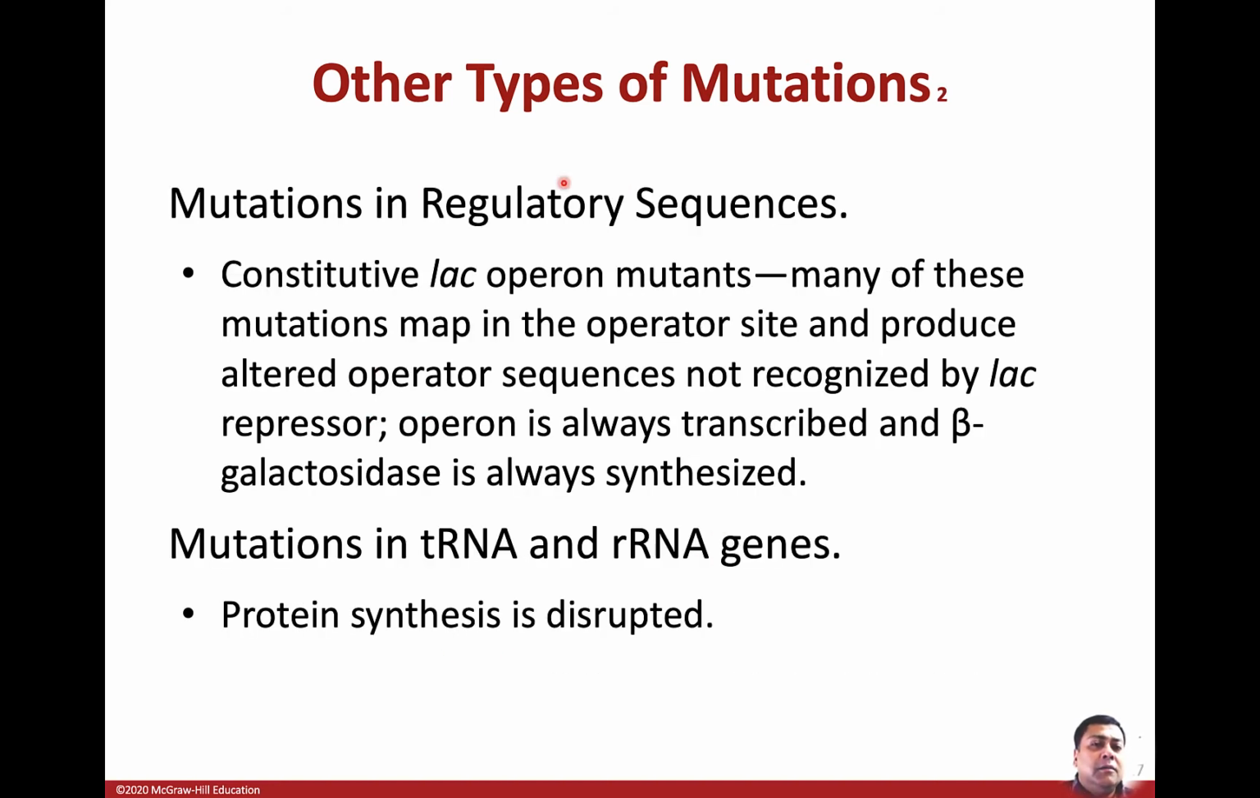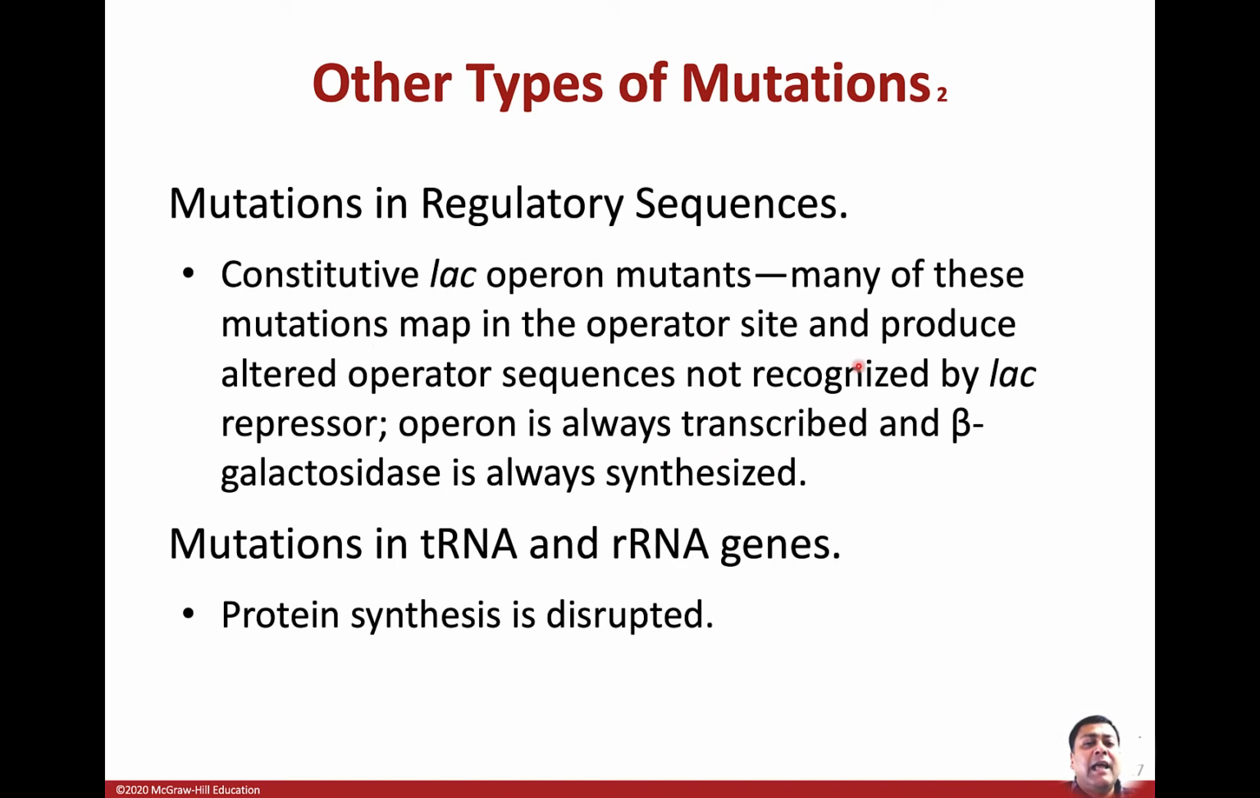So then we are looking at mutations in the regulatory sequence. Say, for example, constitutive lac operon mutants. We talked about the lac operon, and the lac operon in the normal condition is turned off. So it is an inducible operon. That means a repressor constantly binds to its operator and turns it off. Now there could be a mutation in the operator region of that lac operon, where the repressor can no longer bind to its operator sequence. So now the lac operon for that bacteria becomes a constitutive operon.